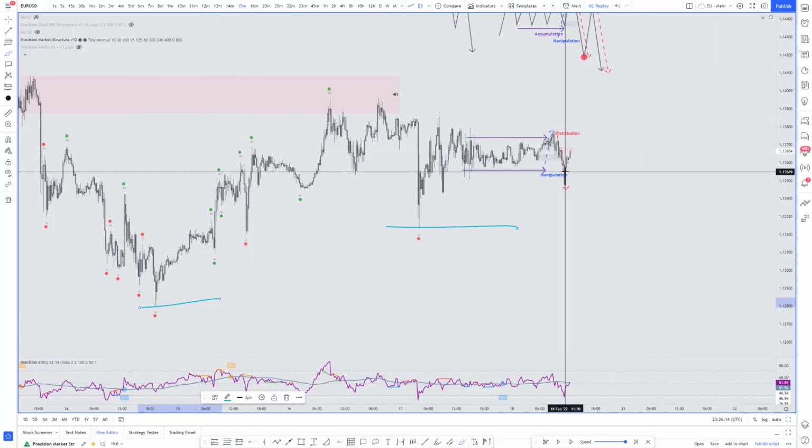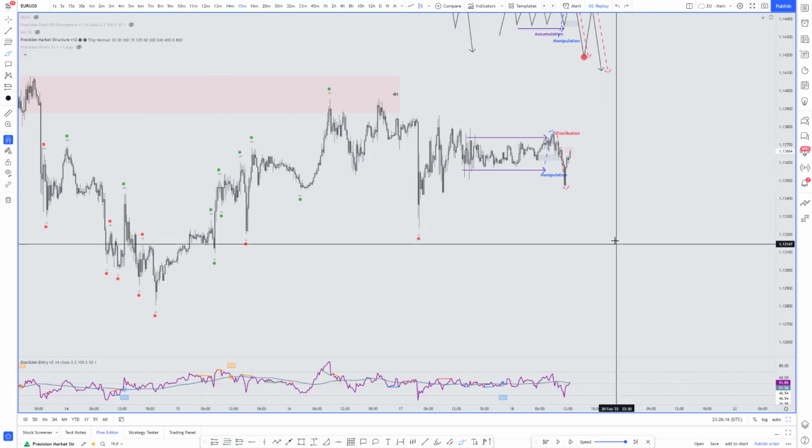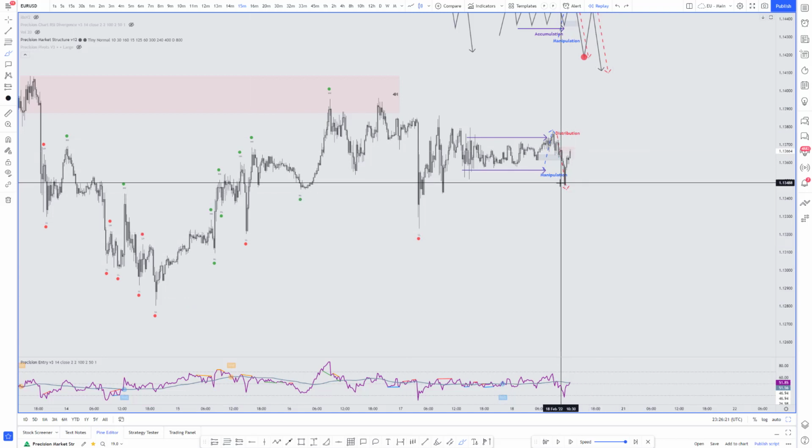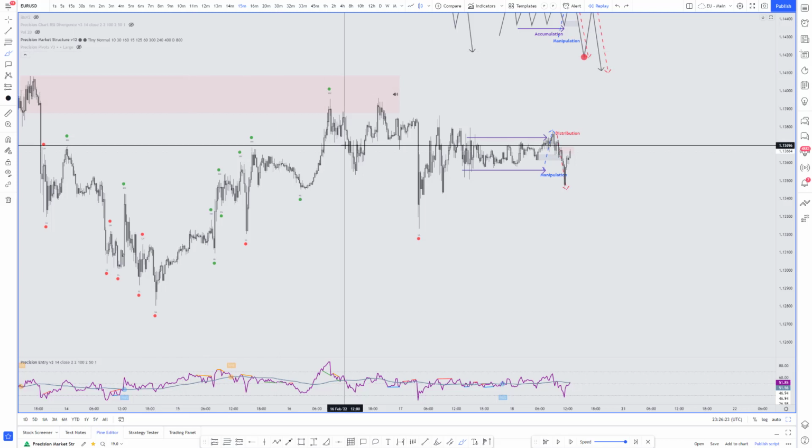Obviously, any trade you get into, you're going to pay yourself along the way. And as a day trader, you're always going to be taking something off.